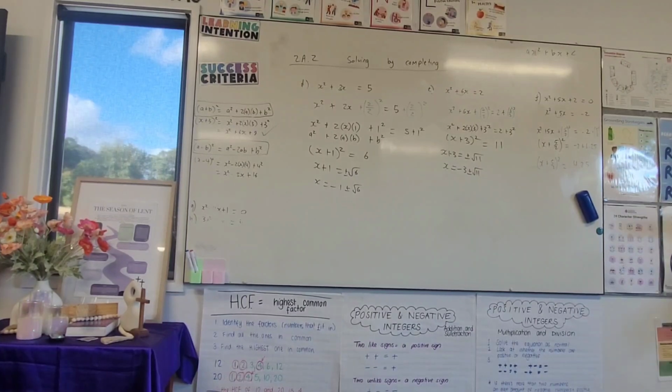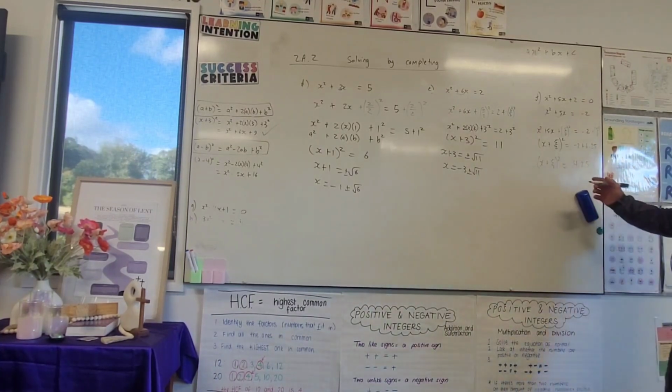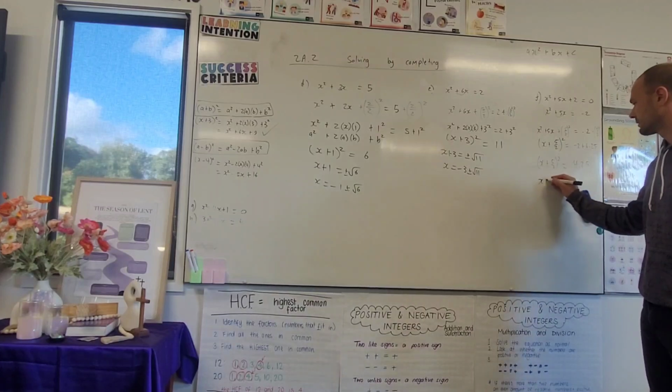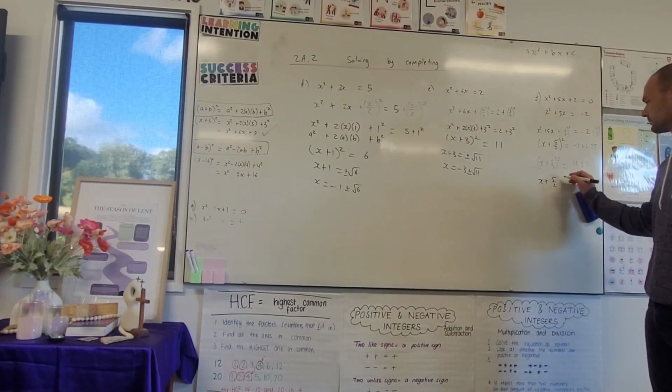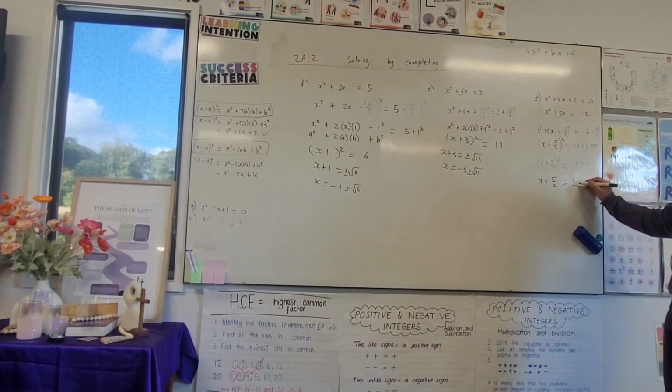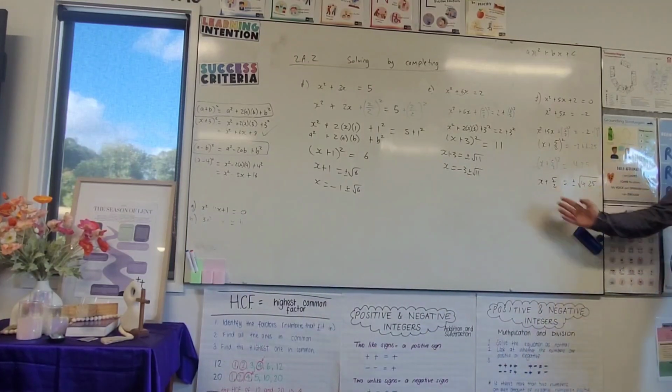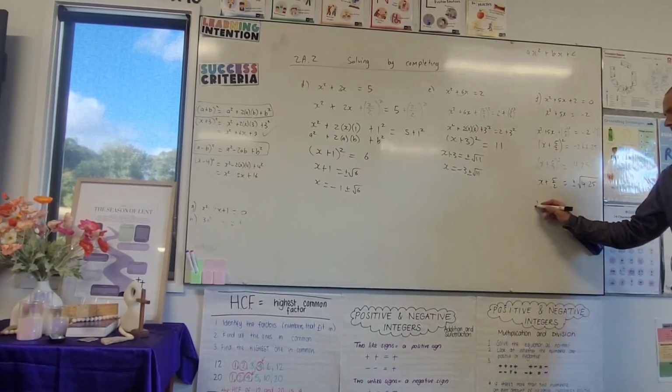And now we're just repeating what we've been doing. We square root both sides. Plus or minus the square root of 4.25. And then we'll move the 5 on 2 over.